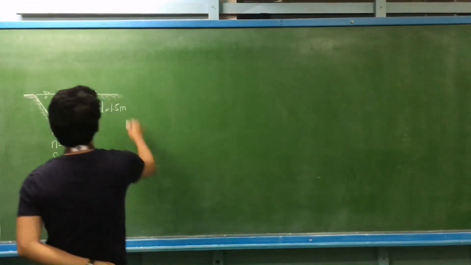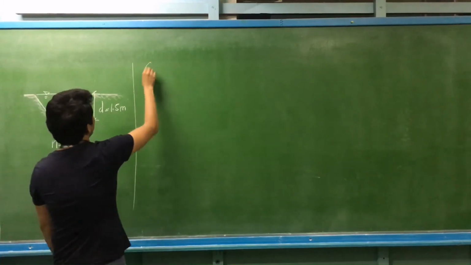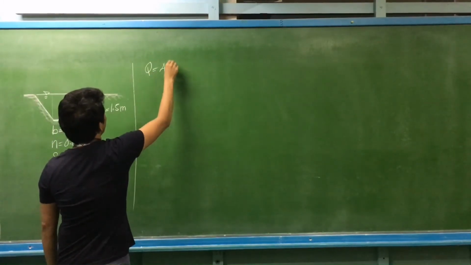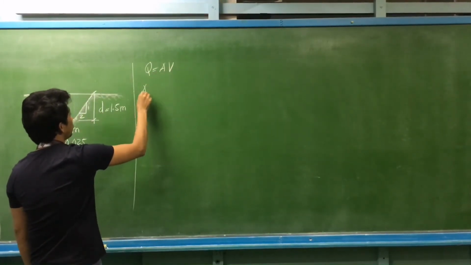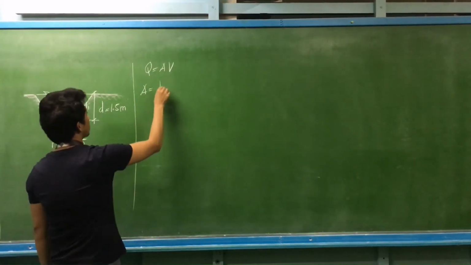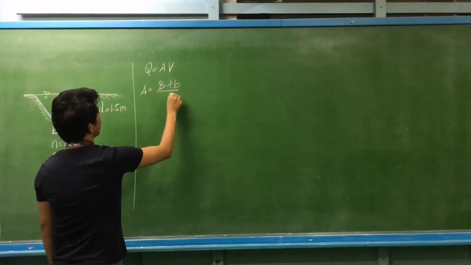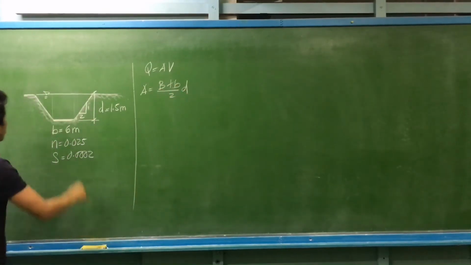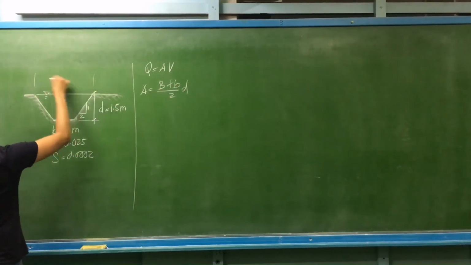Okay, so it's the same approach, even though the shape is different. We have the discharge equal to area times the velocity. So how do we compute the area of a trapezoid? From geometry, it is the top base plus the bottom base, divided by 2, times the depth. So we need to determine the dimension of the top base.